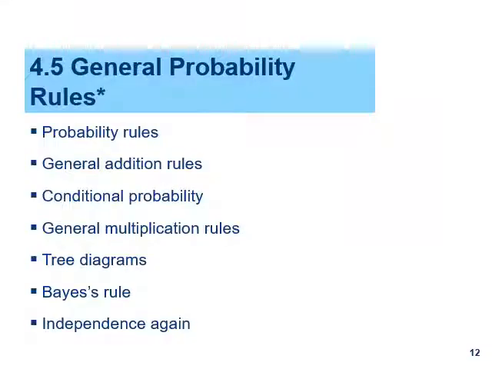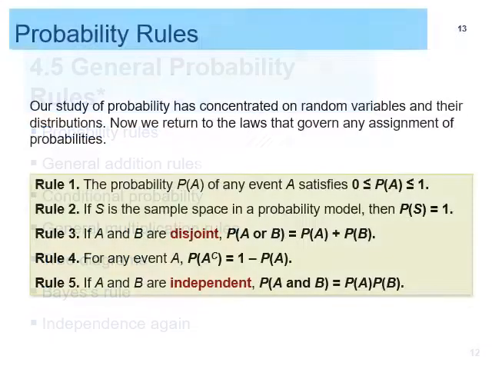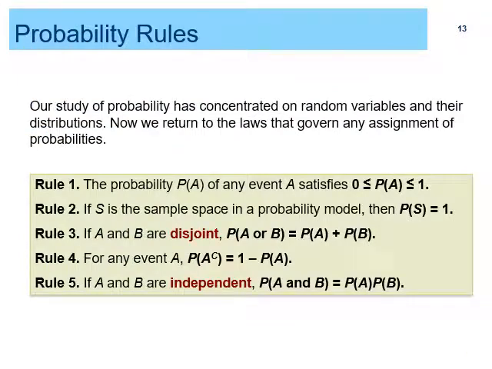Now we will learn about the general probability rules. We already learned about them, but we will see them again. Our study of probability is concentrated on random variables and their distributions. Now we return to the laws that govern any assignment of probabilities. The first rule is that the probability P of any event A satisfies 0 to 1. It should be from 0 to 1.